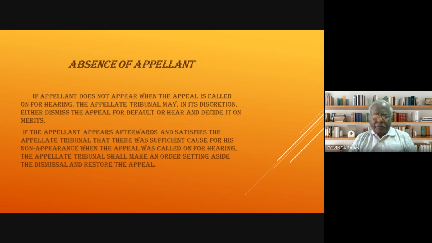Absence of appellant. Sometimes after filing the cases, the appellant or concerned person may not appear before the tribunal for many reasons. It may be for not knowing the hearing date, or directions may not be received from the authorized representative. Whatever the reasons, if the appellant does not appear when the appeal is called on for hearing, the appellate tribunal may either dismiss the appeal for default or hear and decide it on merit. If the appellant is absent, then ex-parte orders will be passed. If ex-parte orders are passed, then he has to file an application indicating the reasons for his absence. If the tribunal is satisfied, then the ex-parte order will be restored.